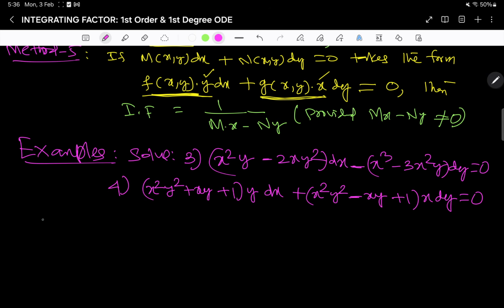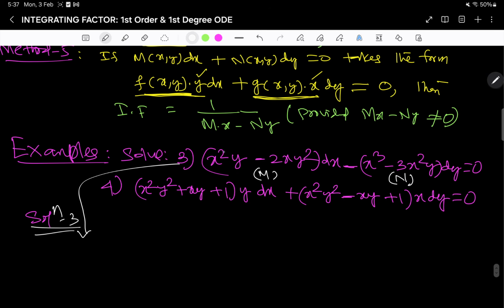Now coming to the solution of 3 here. Solution 3, you consider this. You see here this is my m, here this is my n, right? It is not exact, but you see this power is 2 plus 1 is 3, this is 1 plus 2 is 3, so this is 3 and this is 3, so it is homogeneous, right? Let it be my equation 1.